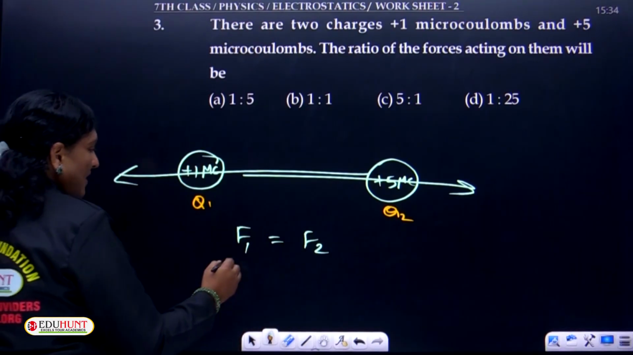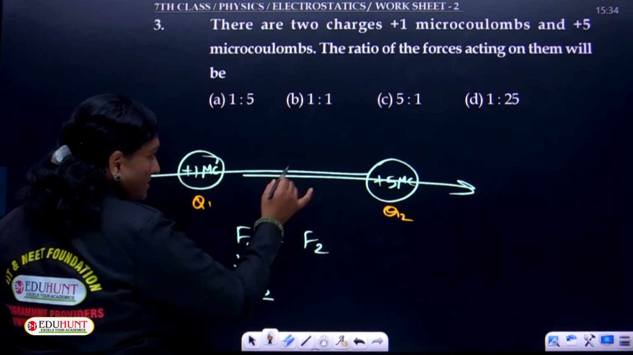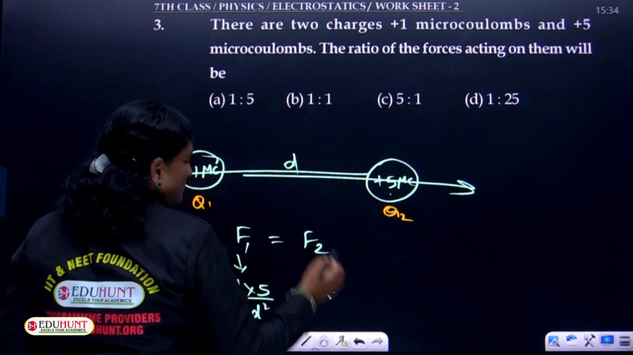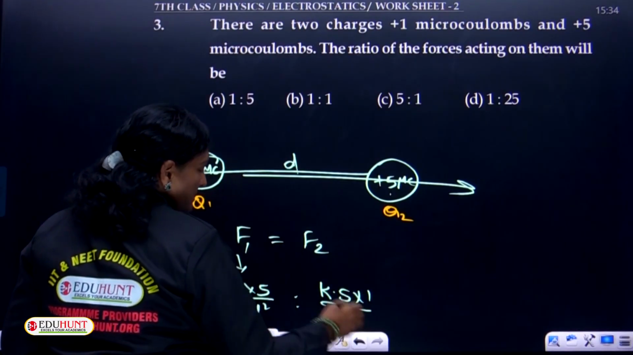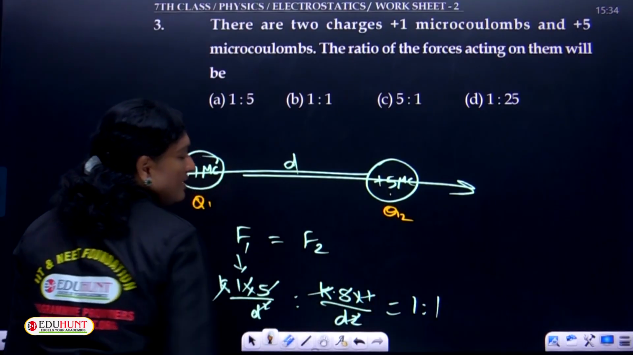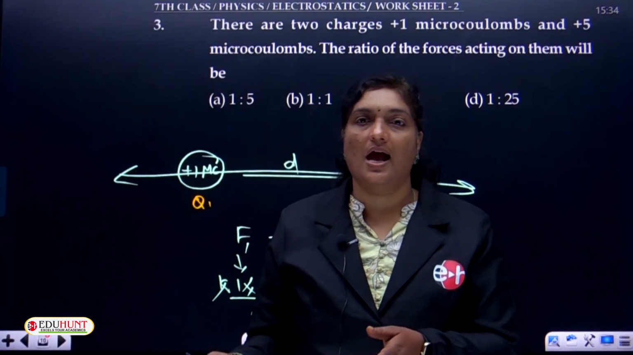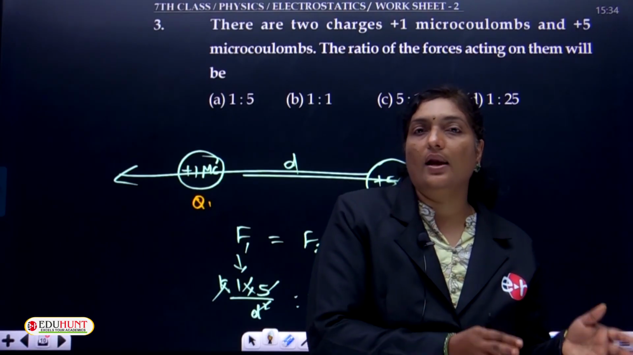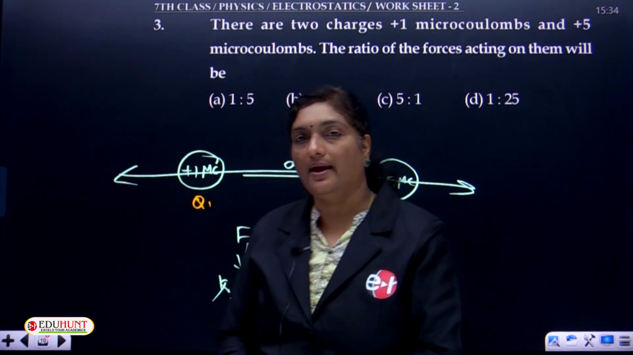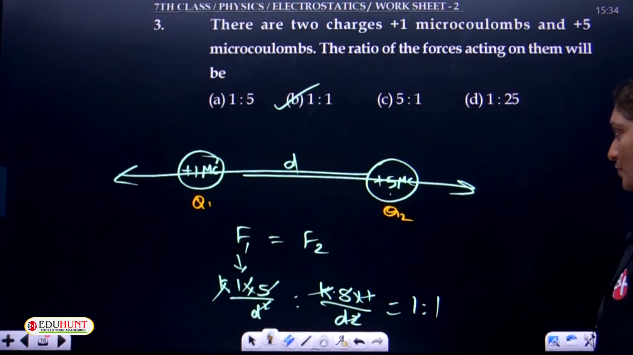But whatever be the case, the value of F1 is equal to K times 1 into 5 upon some distance square, and here also K times 5 into 1 upon the same distance square. So, if you find the ratio, it will be found to be 1:1. So, very clearly, the force exerted by the first charge on the second charge is equal and opposite to the force exerted by the second charge on the first charge. Hence, the ratio is found to be 1:1. Hence, option B must be true.